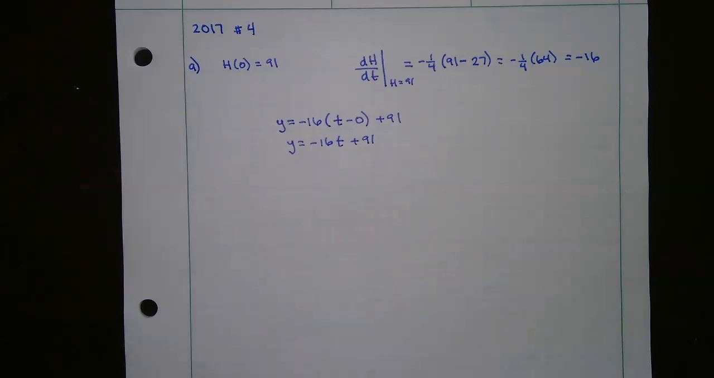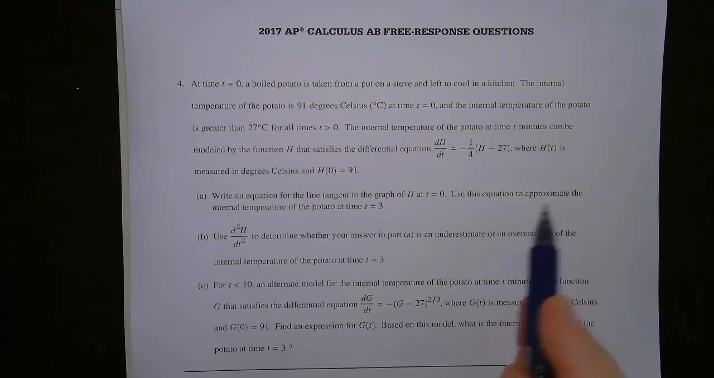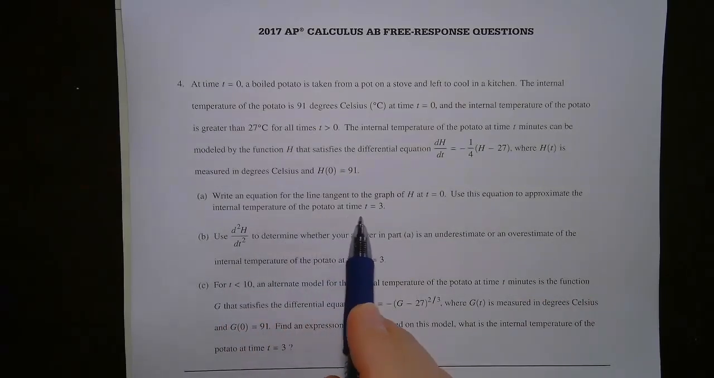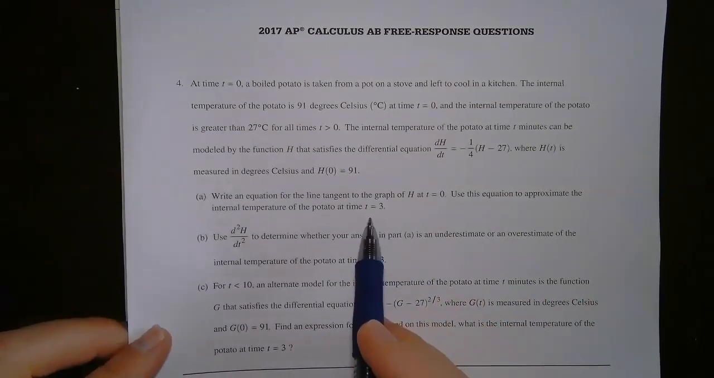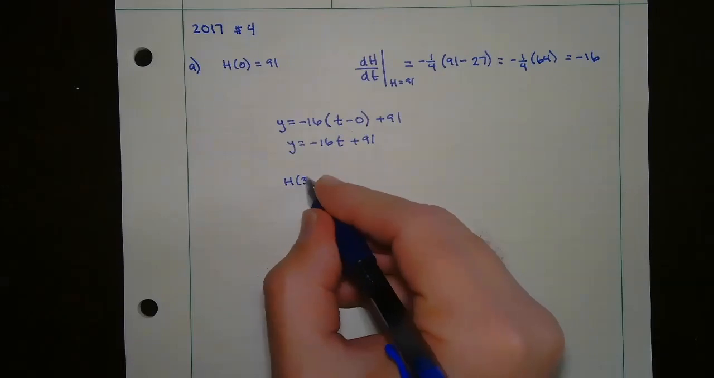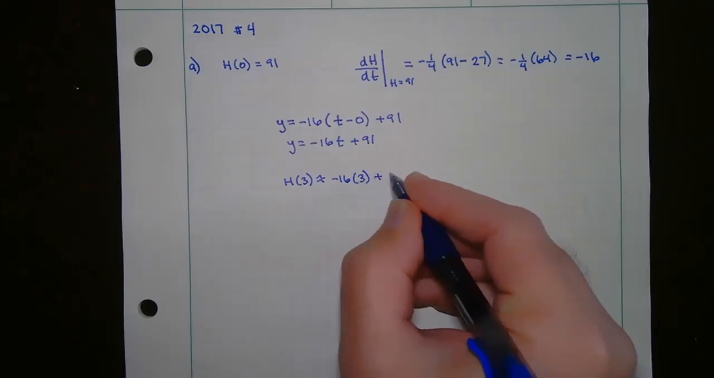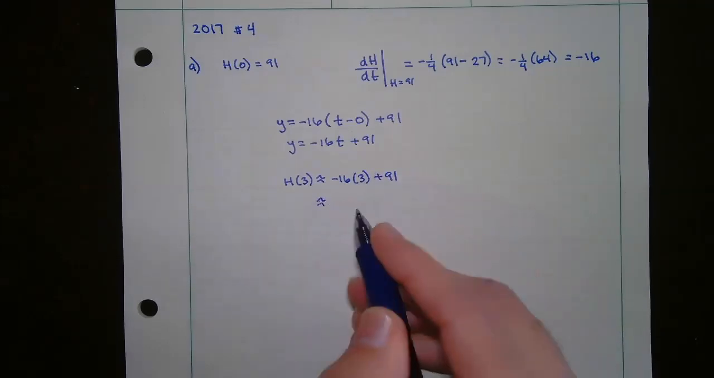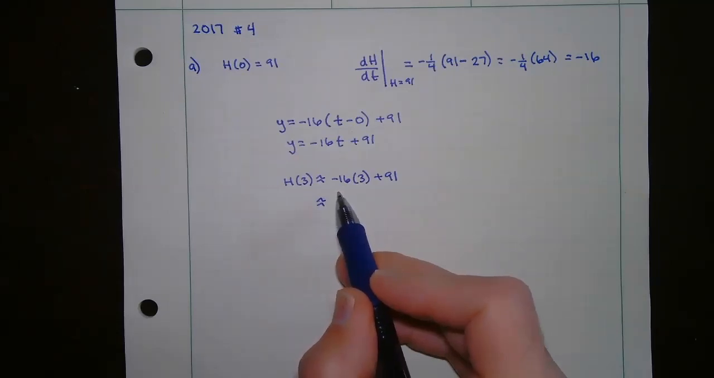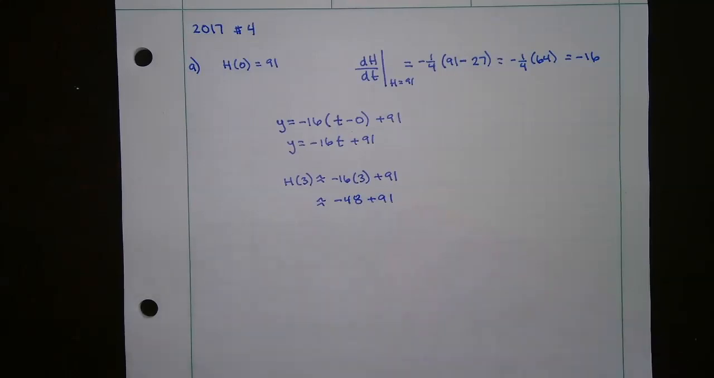So let's go to the second part of this question, and they ask you, use the equation to approximate the internal temperature of the potato at time t equals 3. So we're going to approximate h of 3, okay? So h of 3 is approximately negative 16 times 3 plus 91. So that'd be negative 48 plus 91, and then negative 48 plus 91 is 43.